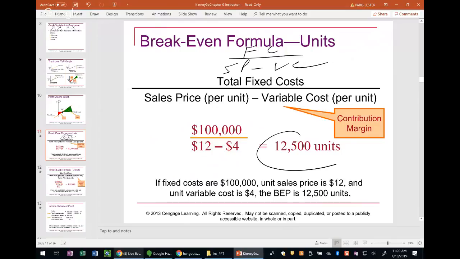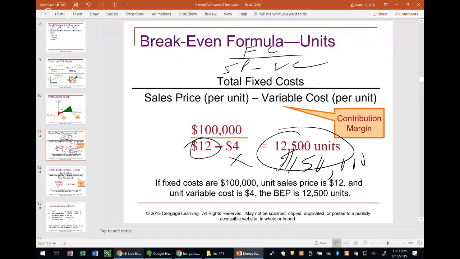Now if I want break even in dollars, you multiply. You got a calculator, Monique? Multiply 12,500 by $12. That is your sales price by your units. $12 times 12,500. How much? 150,000. Now that's break even in dollars.